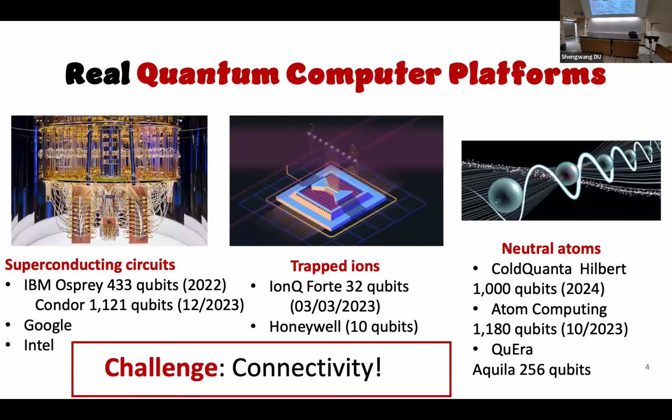So what is the reality? In reality, we have several known platforms. For example, the superconducting circuit, which is driven by industry like IBM, Google, Intel, and the trapped ion, with companies like IonQ and Honeywell, and the neutral atom, with Colloquium. If you look at the news, IBM, I think at the end of last year, released one called Condor with more than 1,000 qubits on the computer.